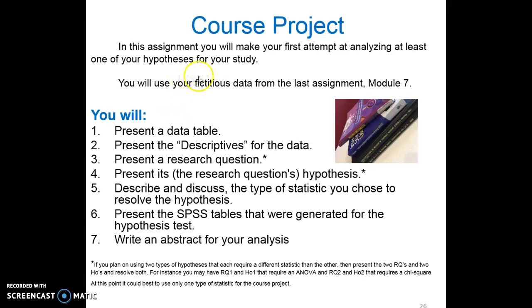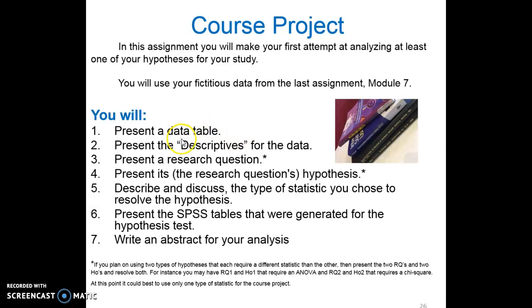In this assignment, you're going to make your first attempt at analyzing one of your hypotheses for your study that you're working on in chapter 4. You will use your fictitious data or whatever data you have from the last assignment. And if you don't like the data from the last assignment, you can keep working on that. You can keep correcting your data until you get what you want here to look at. Now, you can't correct real data, but you can do what you want to with this data.